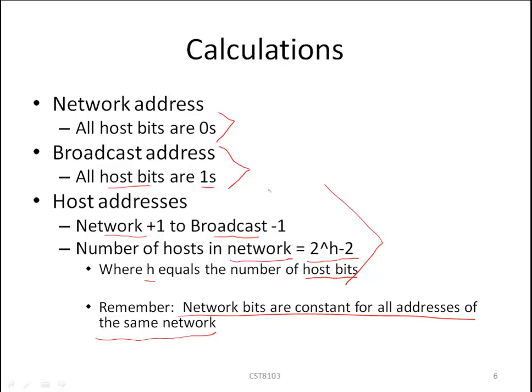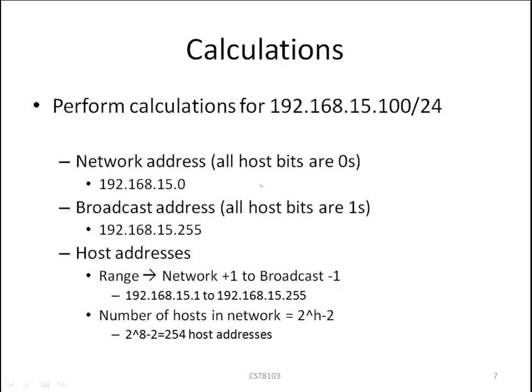Alright, now that we know what the formulas are to calculate, let's do an example together. So let's calculate the three components, that is the network, broadcast, and host addresses for 192.168.15.100 with a /24. The /24 means that the first three octets of our address represent the network and are constant throughout the addresses in that segment.